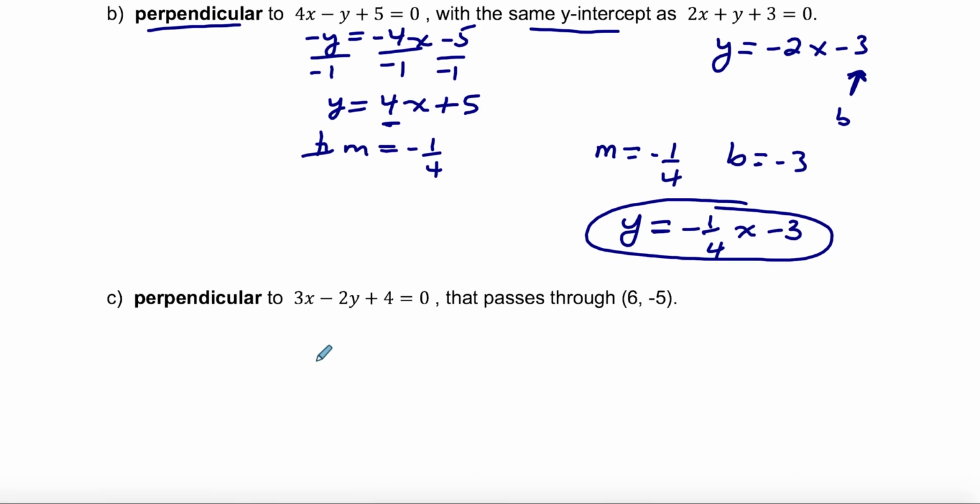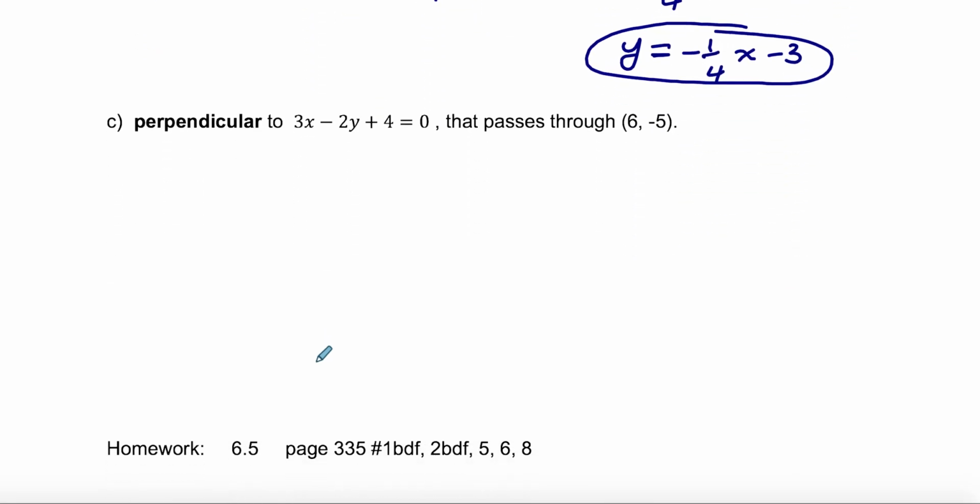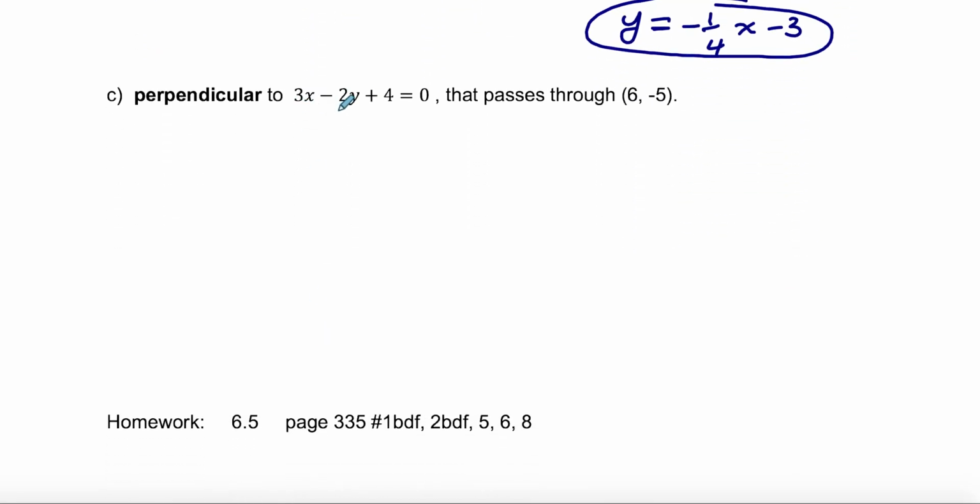Last one, find the equation of a line that is perpendicular to this one and it passes through 6, negative 5. So I know it goes through 6, negative 5. That's my x and y, my new line, perpendicular to this one. Okay, so what is this slope? Don't do a lot of guessing. Rearrange so you can tell what the slope is.